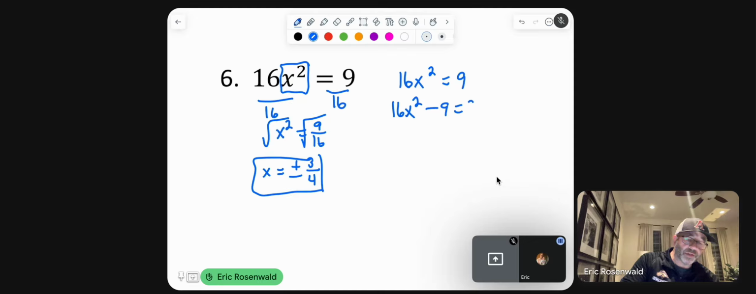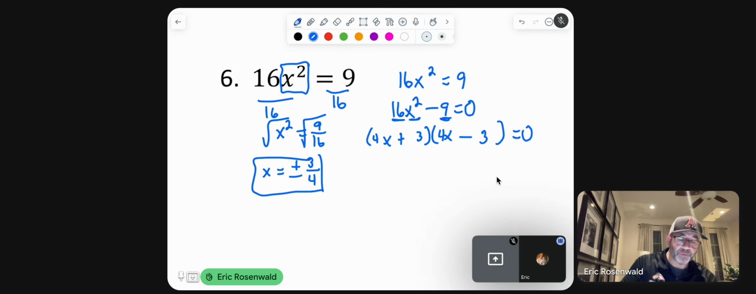And then we look at this and go, oh, look, there's two terms and they're both perfect squares and there's subtraction. So because they're both perfect squares and a subtraction, we use our difference of squares formula. For 16, we get 4 times 4. For x squared, we use x times x. And then for 9, we're going to use 3 and 3.